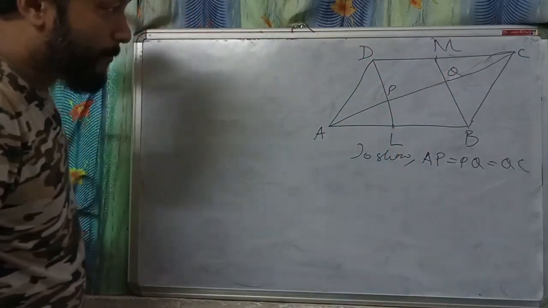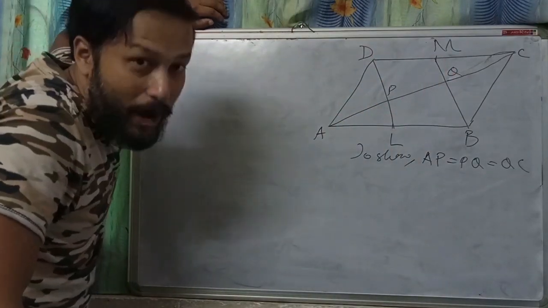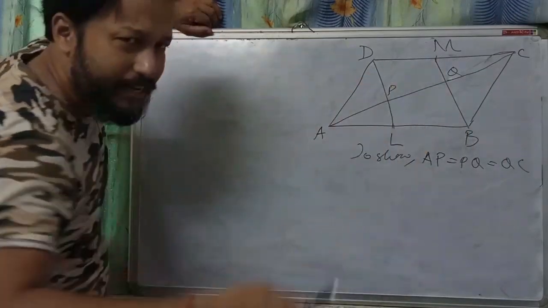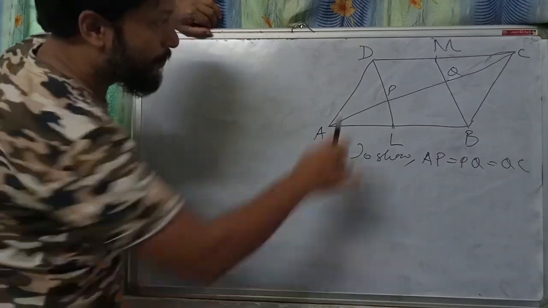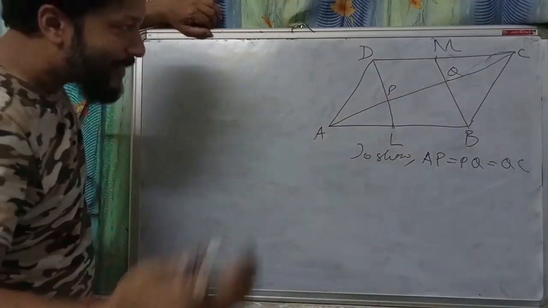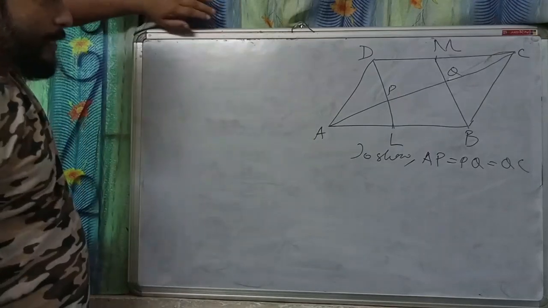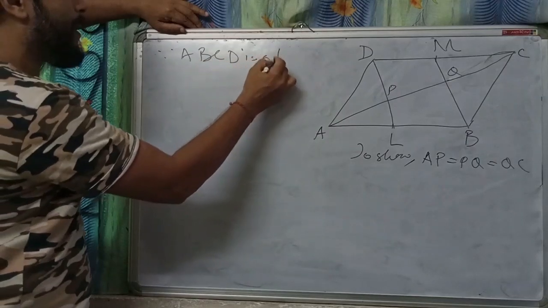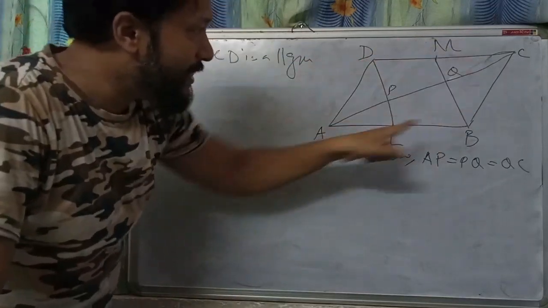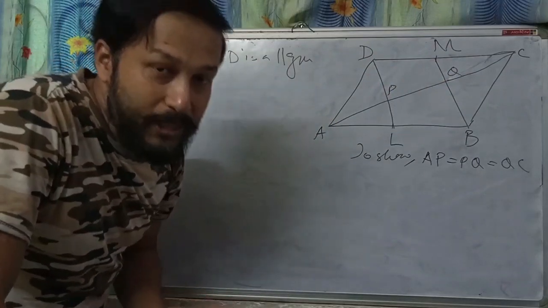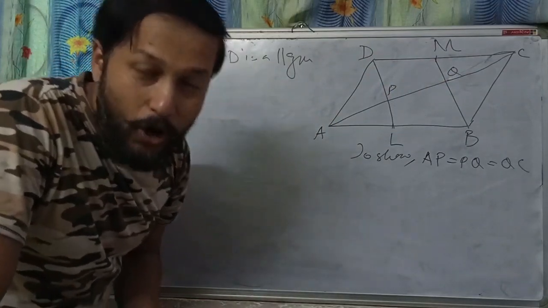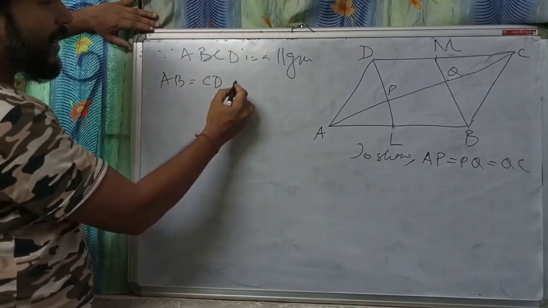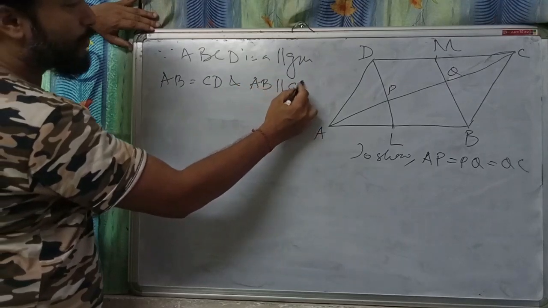But before showing this, we will try to show that DLBM is a parallelogram. Easily we can show that. Let us see how to show that. Since ABCD is a parallelogram, opposite sides are equal and parallel. So AB equals CD and AB is parallel to CD.